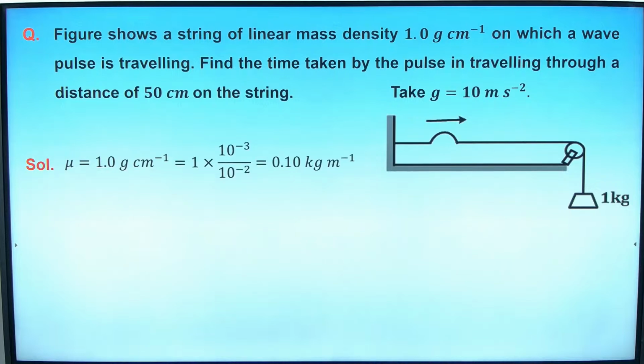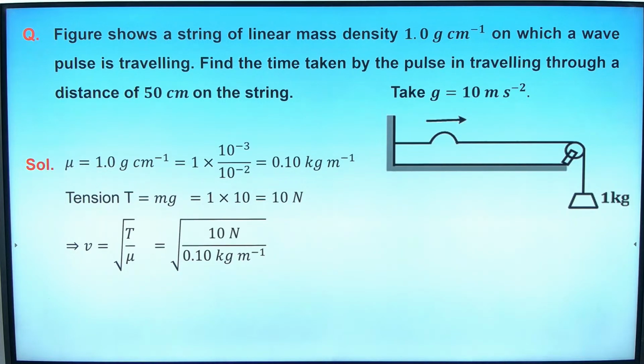Fine. So here they have given the value of mu in gram per centimeter. I hope you have converted it into kg per meter for SI units. Tension is mg, and you get the value of tension as 10 Newton. When you put it in the equation of velocity, root T by mu, you will get 10 by 0.1, which is going to give you 10 meter per second.